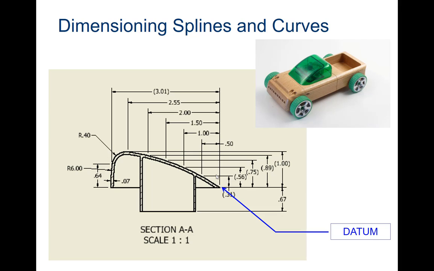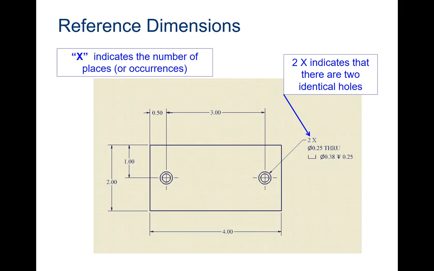Okay, next up, what do we have here? We've got some reference dimensions, and this is what I was talking about, the times x. In this particular example, we have 2 circles or 2 holes cut into this block. Rather than putting all of this dimension information on both of them, I am just saying, hey, 2 times all of this, meaning both holes on this object have the following dimensions. And we'll talk about these types of dimensions when we get to the holes in 7.2.